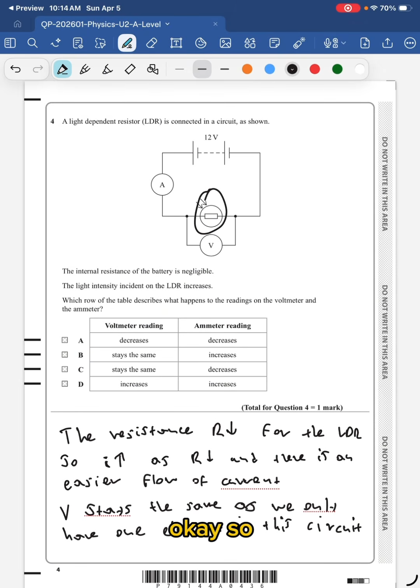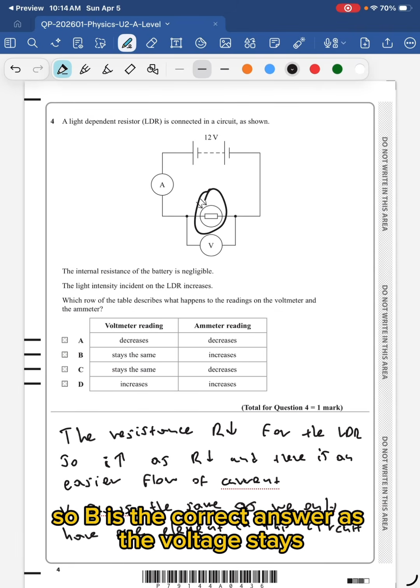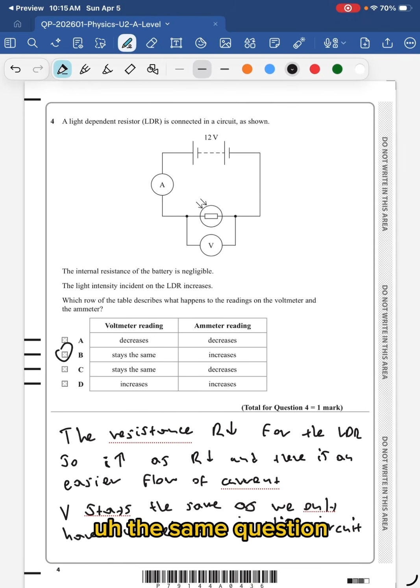So what did we say? The ammeter should increase. So B is the correct answer, as the voltage stays the same.